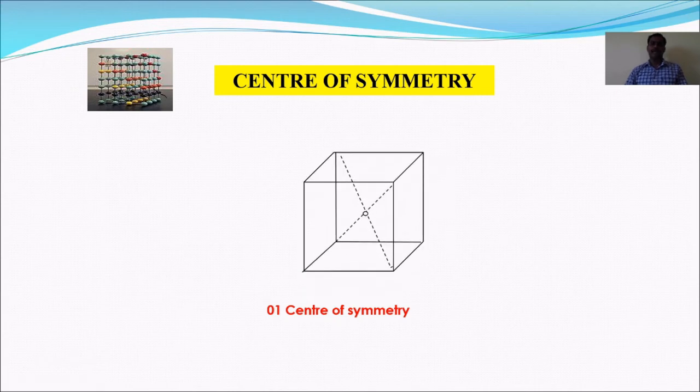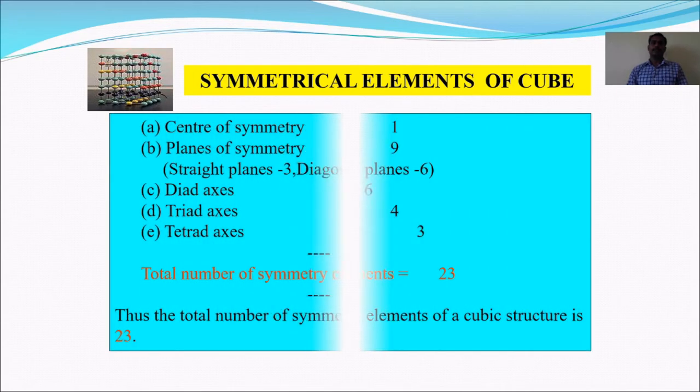Center of symmetry. An imaginary point is drawn in the crystal through which we draw a line which divides the crystal into two equal parts, one being the mirror image of the other. So we can draw only one such point in the crystal. So it has one center of symmetry.